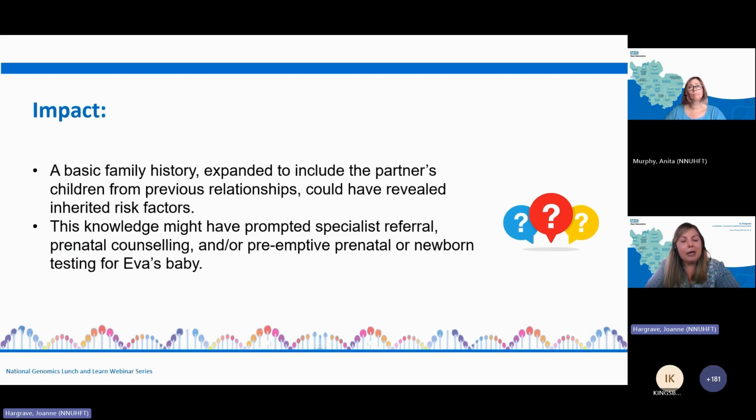So again, learning points here: tick box history alone isn't enough. You need some open prompts that are essential. Has anyone in your family ever lost a child or had an unexplained condition? Family history isn't just about the birth parents, it's about the baby's full genetic picture. So asking about the partner's children and family health can have significant implications.